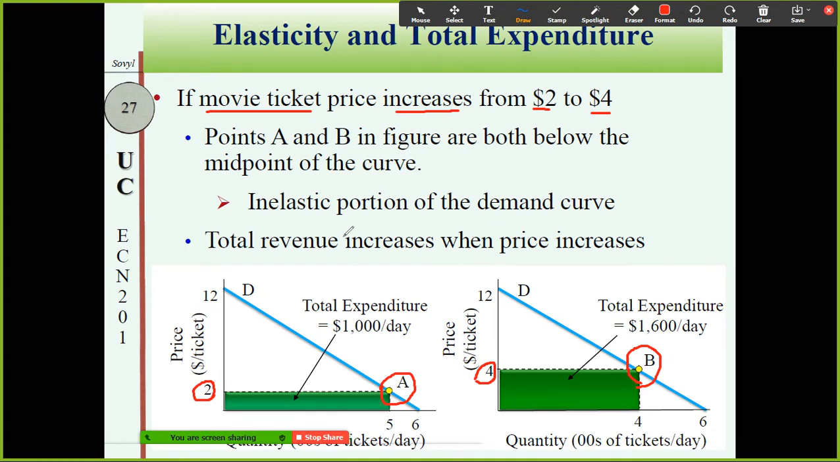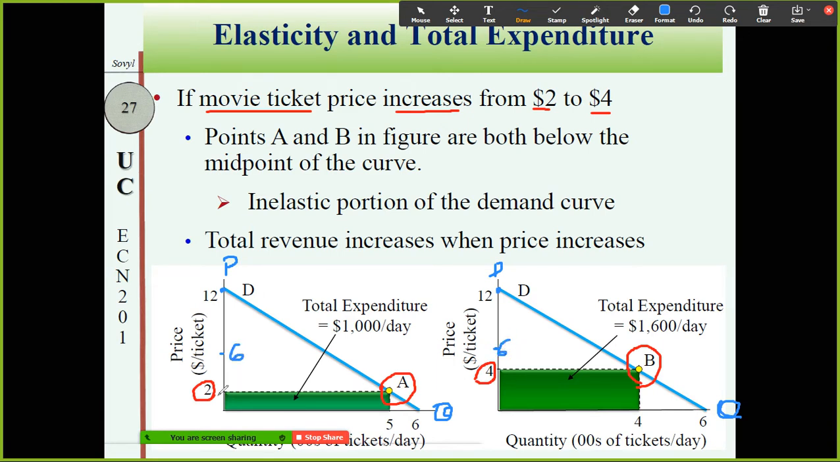Okay, if the movie ticket price increases from $2 to $4, from A to B, based on these two graphs, point A and point B in this figure are both below the midpoint of the curve. Okay, how can we find the midpoint of the curve? This is price, this is quantity. So the highest price is $12. So the middle price should be $6. Okay, I can say $6 is the midpoint price.